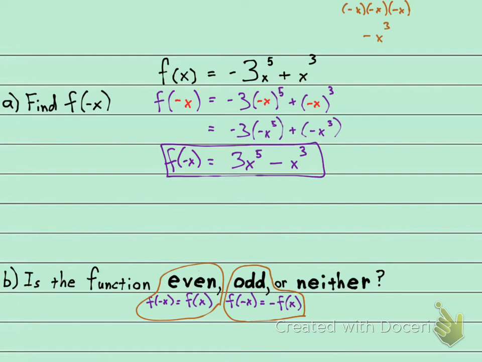Come back and look at my answer for part A. Is this exactly the same as what we started with? No, it is not. It's not even. Is this exactly the opposite of what we started with? Yes, it is. I had a negative 3x to the fifth, and now it's a positive 3x to the fifth. I had plus x to the third, and now it's minus x to the third. So this is the opposite of what I started with. I find that the f of negative x is the opposite, and that means that my answer is odd.